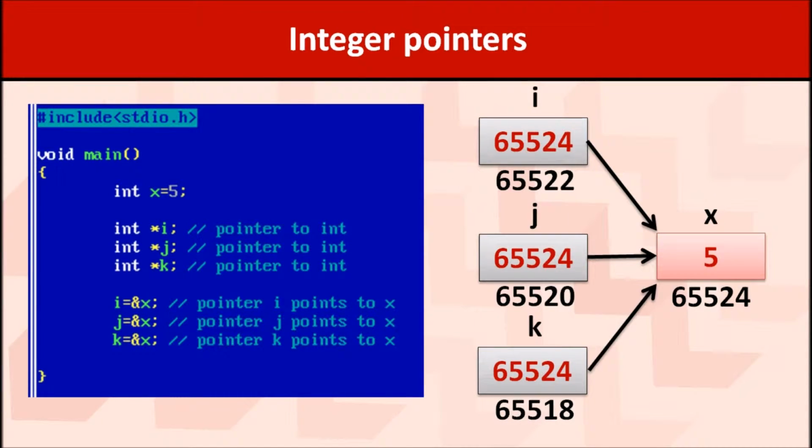Now the same code is given with the memory map in the graphics. All the 3 pointers i, j, and k have got separate memory location. 65522 is for i, 65520 is for j, and 65518 for k. All the 3 pointers are containing address of x, that is 65524, which is the result of 3 assignment statements written in the code, where we are assigning address of x to all the 3 pointers one by one.